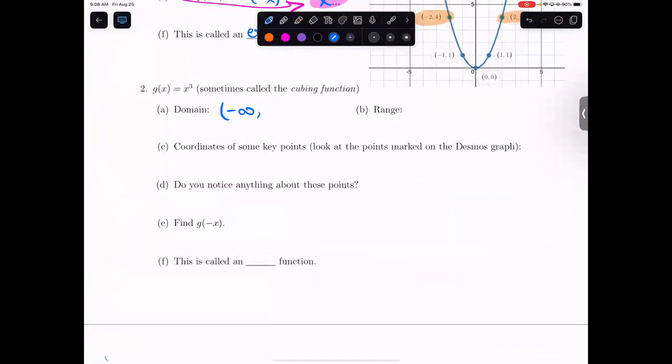What about the range? Same thing, we're talking y values now, so now I care about the down and the up, but same idea, it's going to be all real numbers.